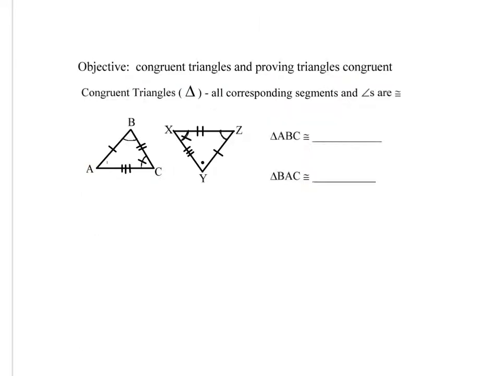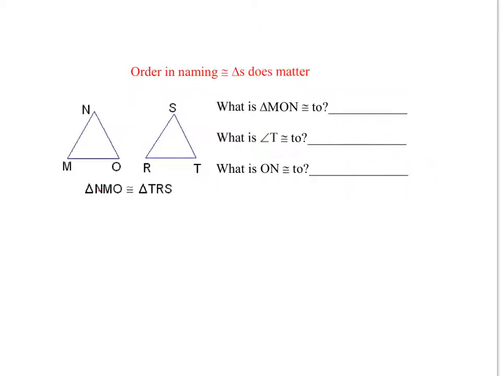You guys try this slide right now. Write down a congruent statement for triangle ABC and triangle BAC. Okay, we got triangle ABC is congruent to triangle YZX because those are my corresponding parts in the correct order. And triangle BAC is congruent to triangle ZYX because those are also the same corresponding parts, but just in a different order.